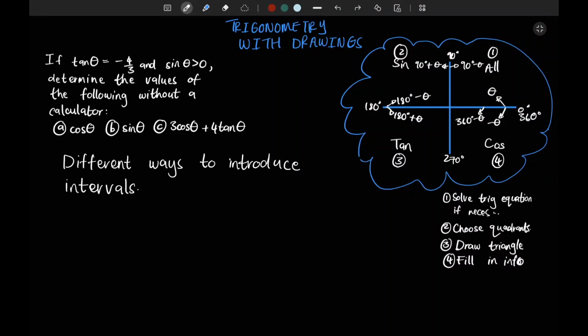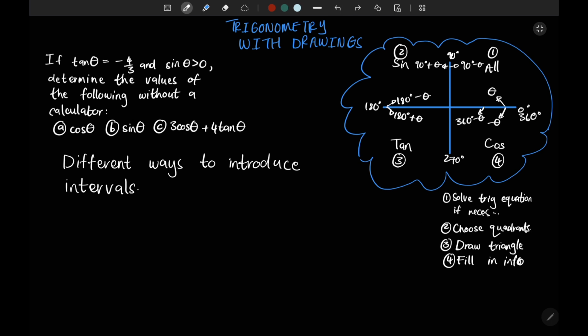Today's lesson is about trigonometry, and this is the second video where we'll be expected to construct a triangle. So we have a question here: if tan theta is equal to negative 4/3, we have that information, and we also have our case diagram on the left hand side that I sketched, and under we have the steps that we need in order to solve this question.